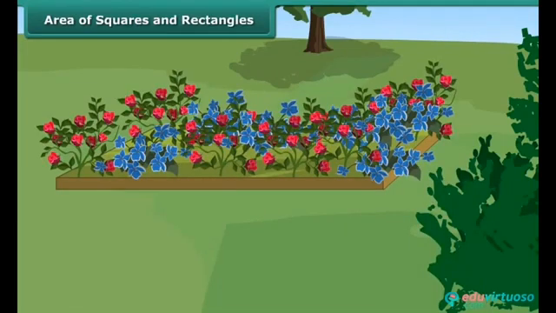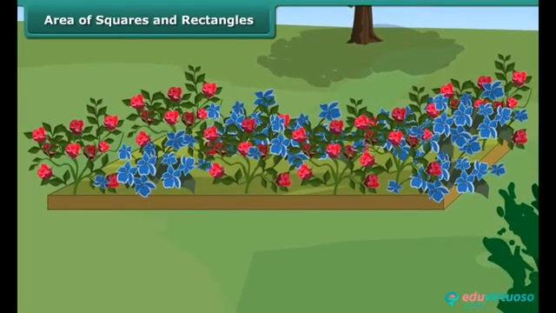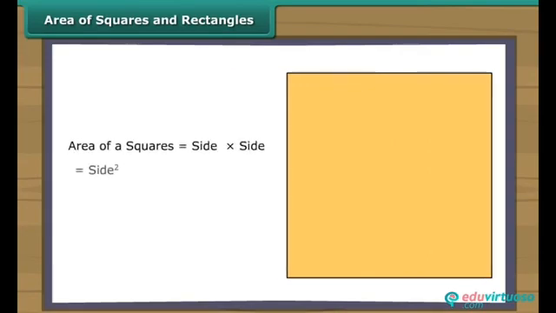Area of squares and rectangles. Students, can you identify the shape of flower bed in the park? It is the shape of square. A square is a four-sided closed figure with equal sides. Can we find the area inside the flower bed? Yes, if we have measure of any one side, we can find the area. The area of a square is the square of its side.